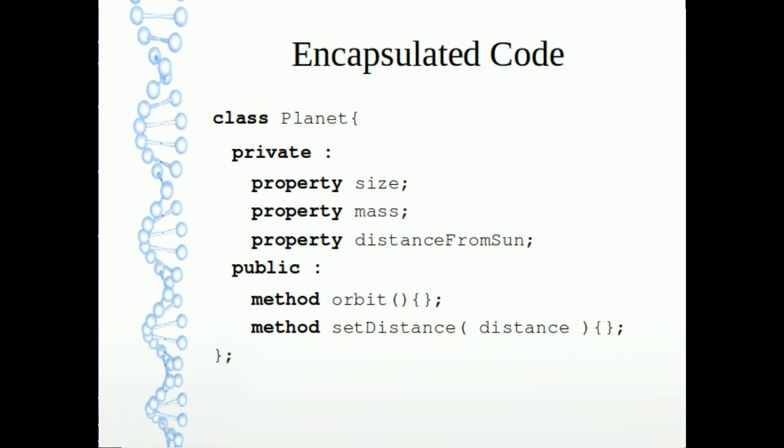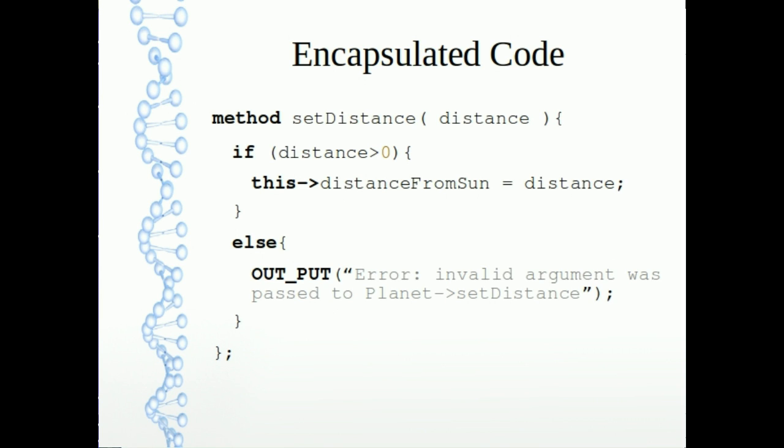In this updated class declaration, I have added the method setDistance, which takes in one argument called distance. And here's the pseudocode for the setDistance method. It takes in one argument, distance, and if the value of distance is greater than 0, then it will set the distance from the Sun property of the object to the value of the argument that was passed. Else, we will output an error message. Error, invalid argument was passed to planet setDistance.